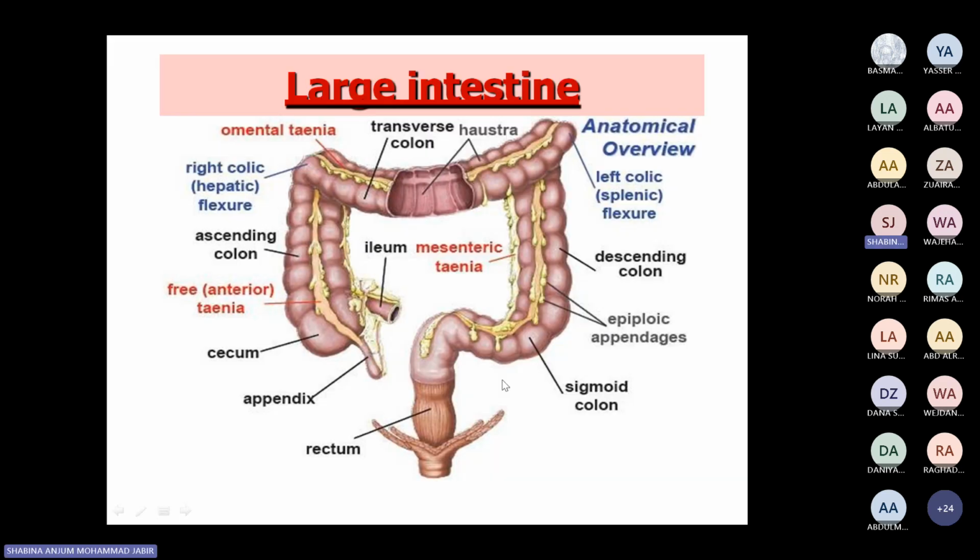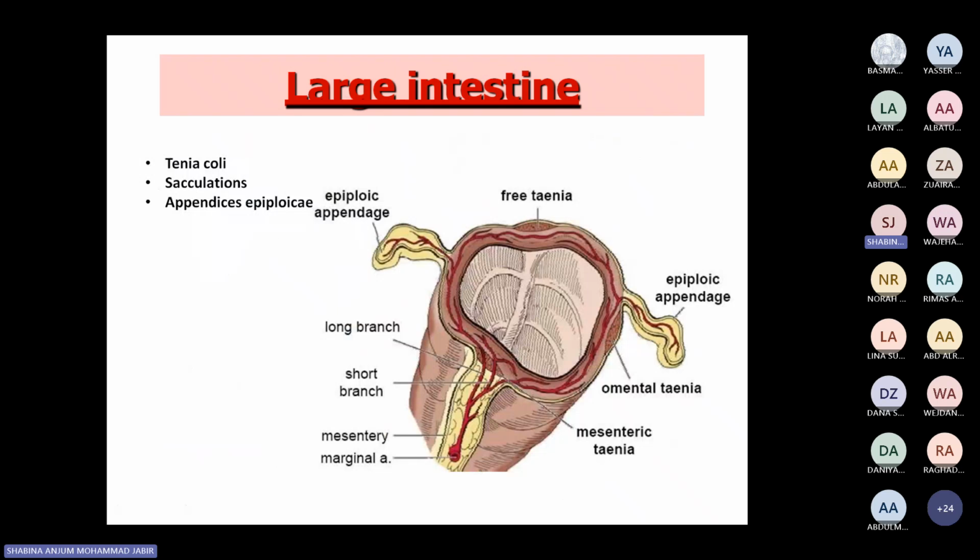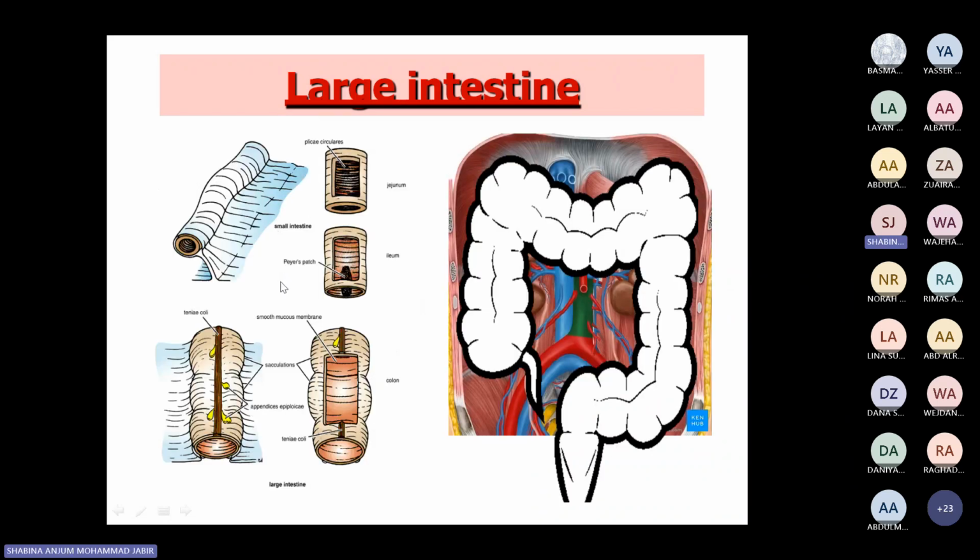So, how can you differentiate here? We can differentiate the small and large intestine by some important features which are the main characteristics of the large intestine: taeniae coli, haustrations, and appendices epiploicae. So what are these? First, the taeniae coli.